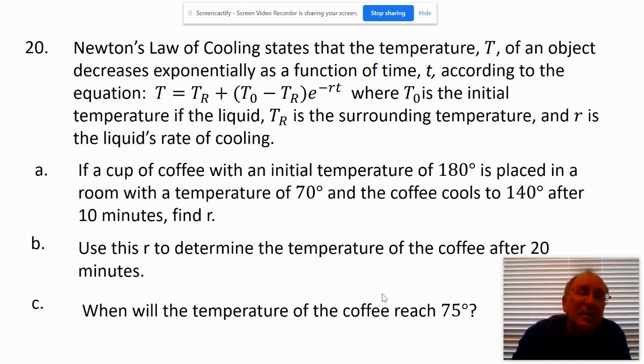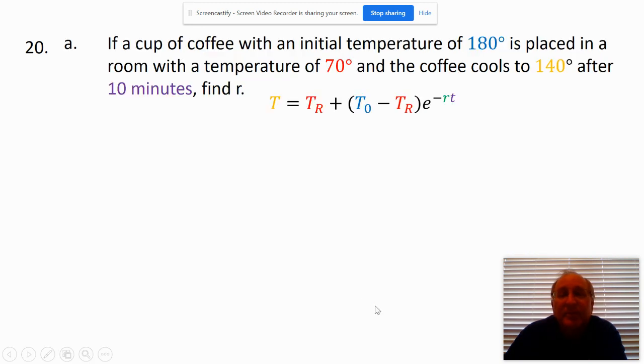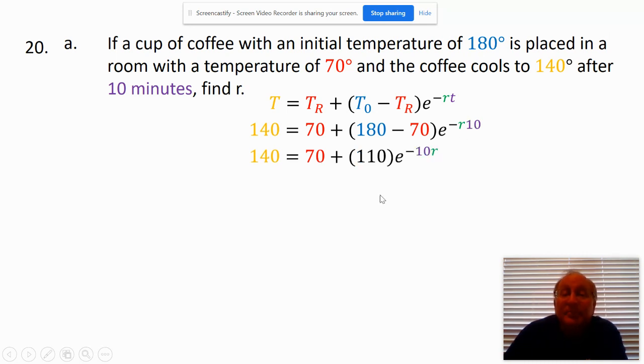So the first thing we need to find: if a cup of coffee with an initial temperature of 180 degrees is placed in a room with a temperature of 70 degrees, and the coffee cools to 140 after 10 minutes, find R. Let's simplify some of this, color some things in, and plug it in. The 140 is the temperature I want to reach. Room temperature is 70. I started at 180, and we're doing it for 10 minutes. So this will help me find the rate.